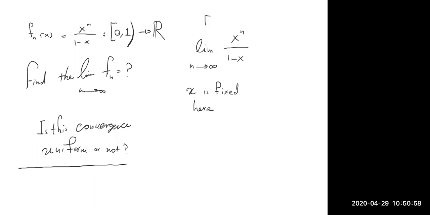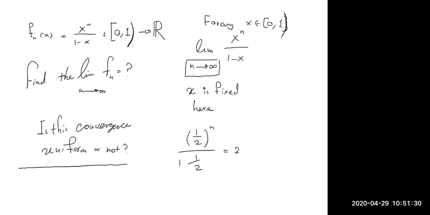For any x in this interval, we set this function x to the n over 1 minus x. For example, x is 1 over 2 or something like that. x is not moving anymore. The parameter which is changing is n. n is the variable here. So it's like checking this thing is correct for any x. So for example, what would happen if x is 1 over 2? We get 1 minus 1 over 2, which is 2, times 1 over 2 to the n. And then this is the n over which we should take the limit.